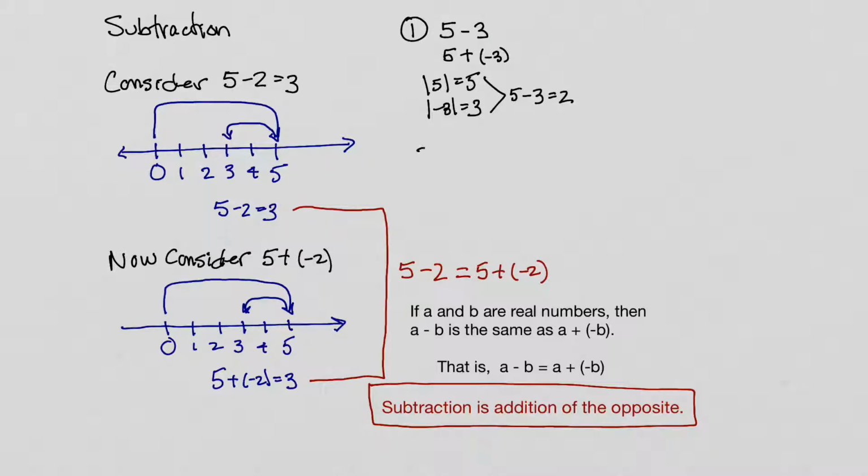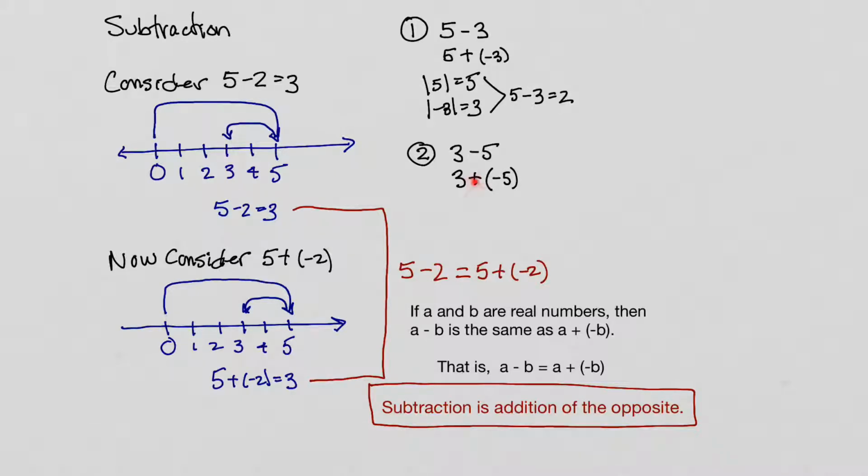But now, let's try number 2. What if we do 3 minus 5? Now what we're going to do is change subtraction to addition of the opposite. We're going to have 3 plus, there's subtraction to addition. The opposite of 5 is negative 5.